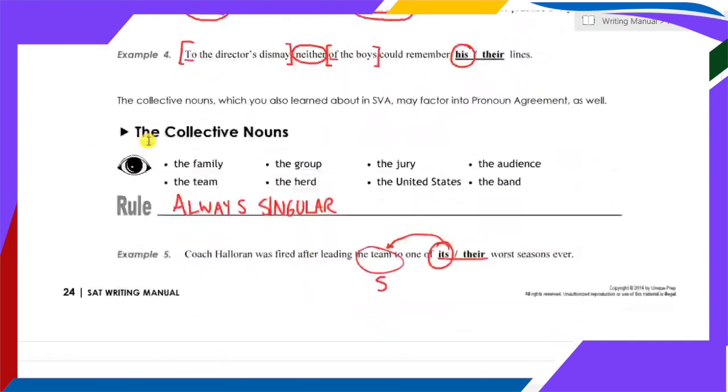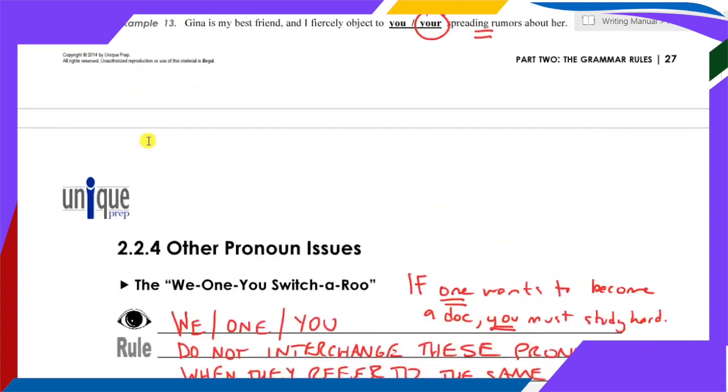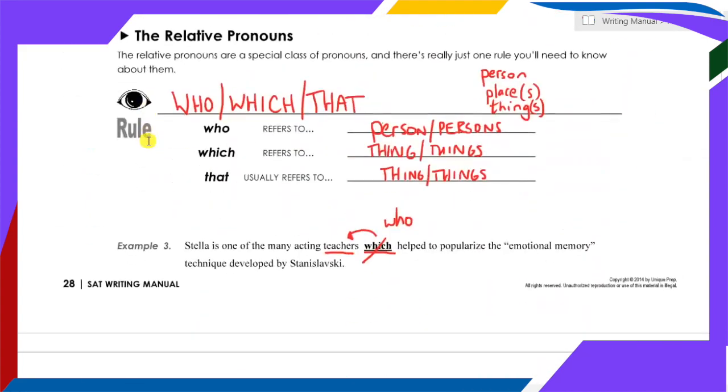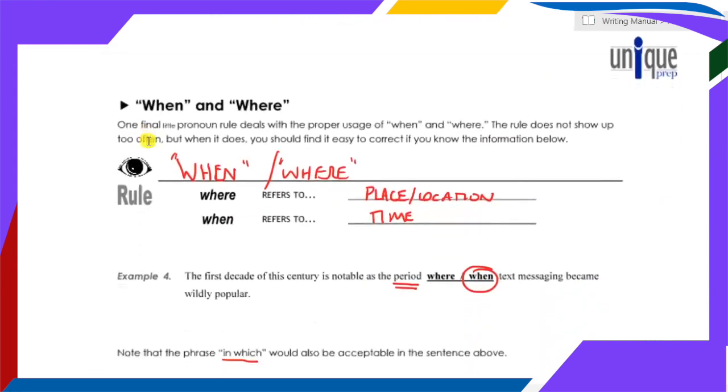But don't forget about the we, one, you switcheroo, the relative pronouns that have to refer to specific nouns, and when and where, which must refer to a time or a place respectively.